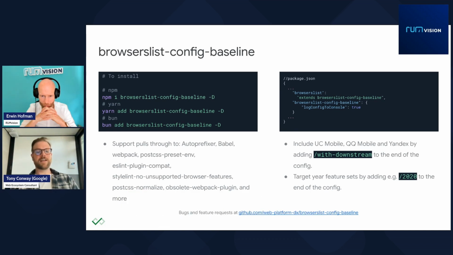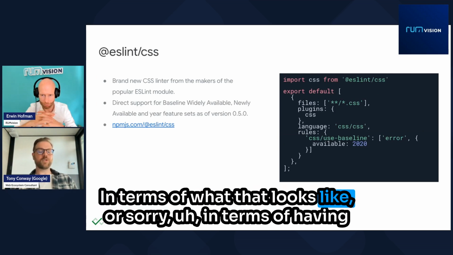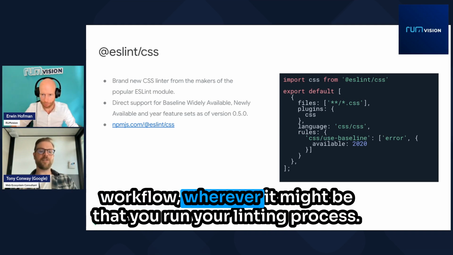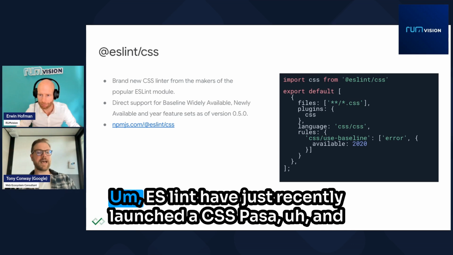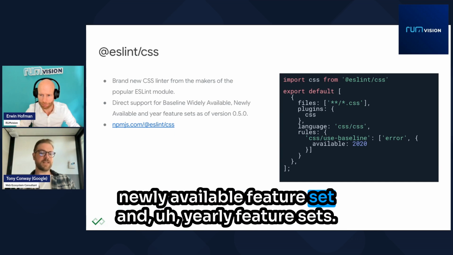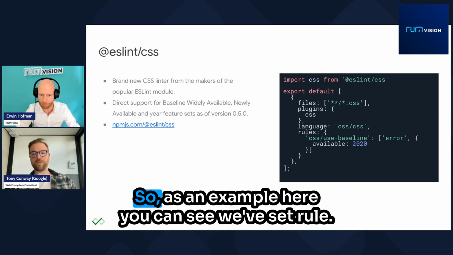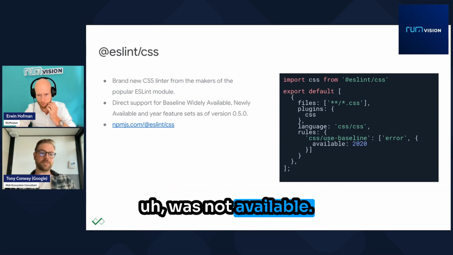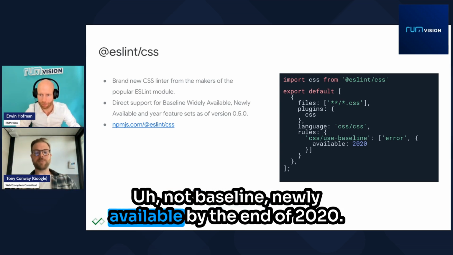Basically, in terms of what that looks like, in terms of having linting appear in your editor or in your CI workflows or in your build workflow, wherever it might be that you process. ESLint have just recently launched a CSS parser. And that CSS parser has direct support for basically widely available and newly available feature sets. So as an example here, you can see we set the rule css/use-baseline to give an error for anything that was not Baseline newly available by the end of 2020.